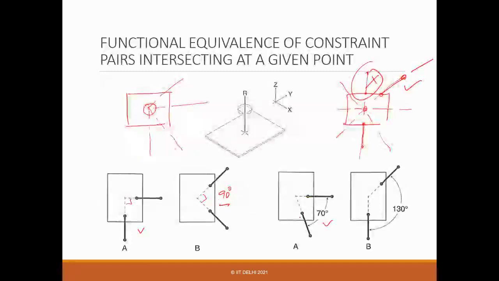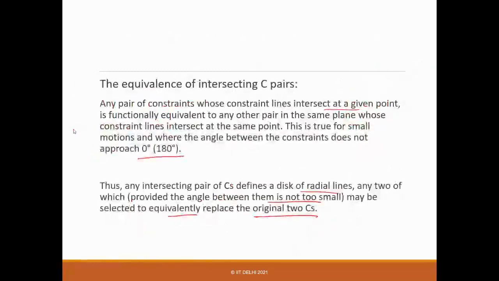Now the question is, what happens if they are not along the same line, but what happens if they are parallel? Those two constraint lines, what kind of thing do they have to constrain, right? Just bear with me and I'll talk about it.